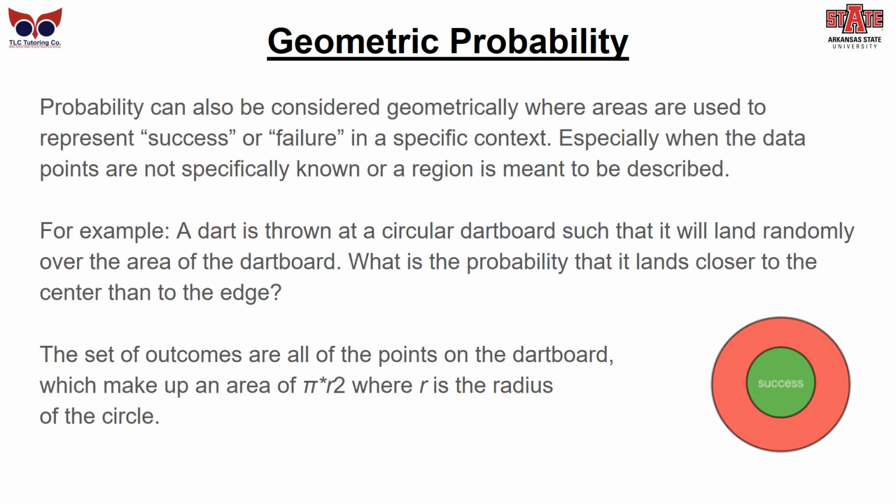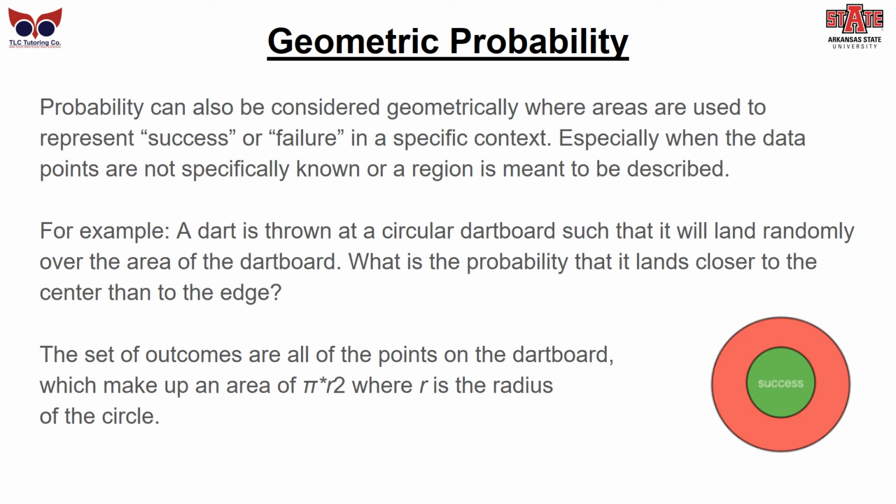Let's talk a little bit about geometric probability. We've done very discrete probability, where there are specific numbers we can calculate. But you want to look at something geometrically when success or failure is not specifically known, or you want to look at a region. So think about throwing a dart at a circular dartboard and it's going to land somewhere randomly on it. What is the probability that it lands closer to the center than to the edge?